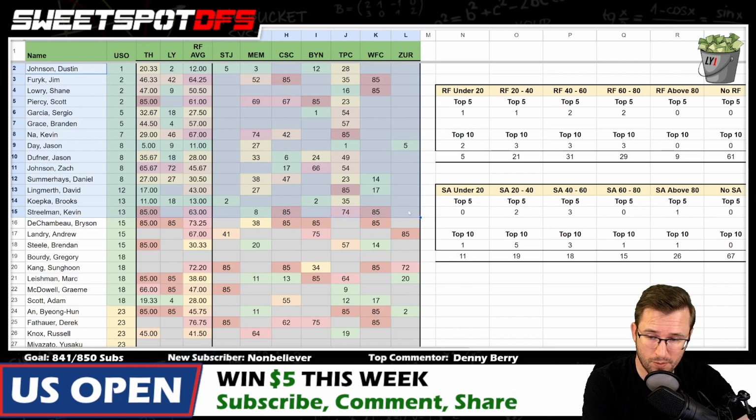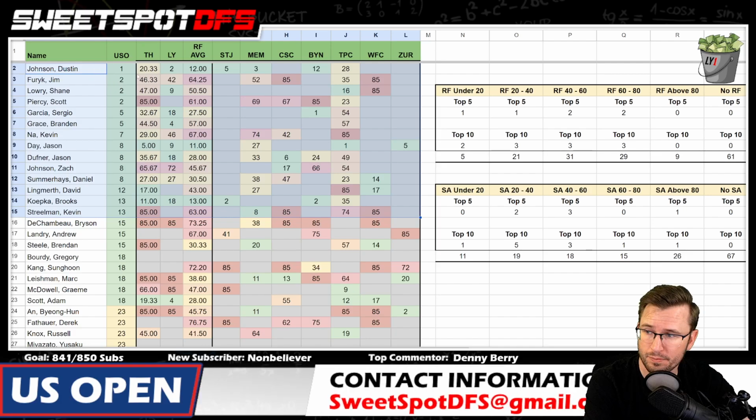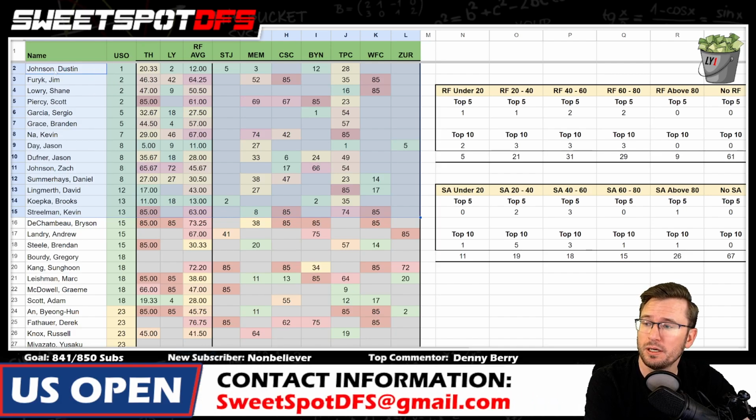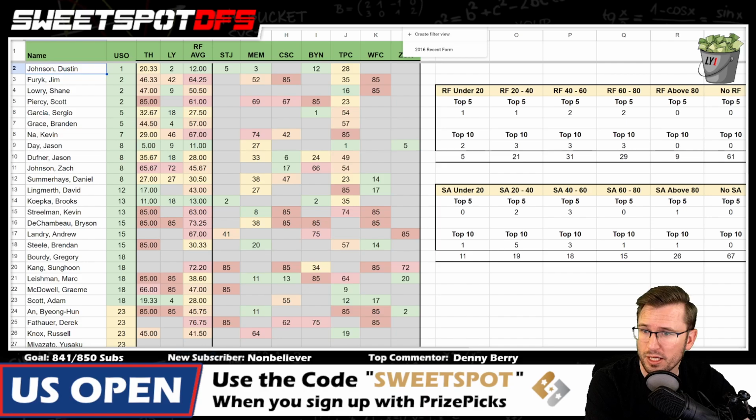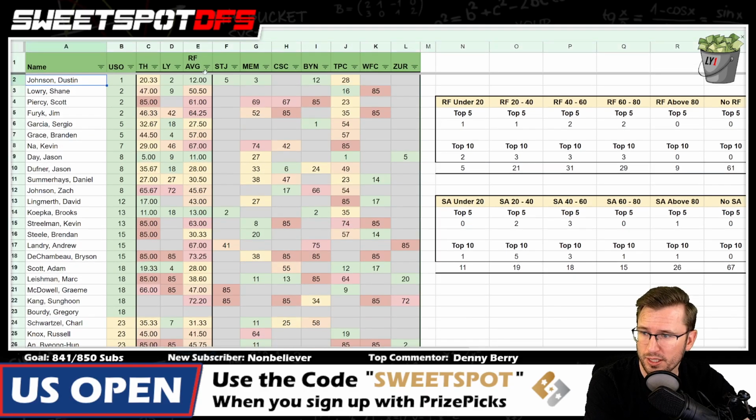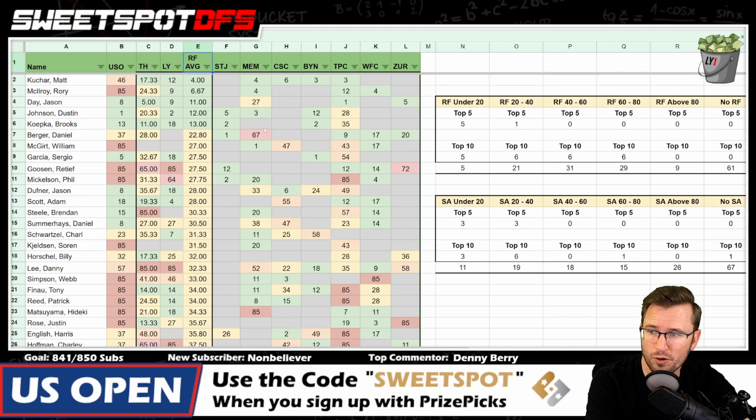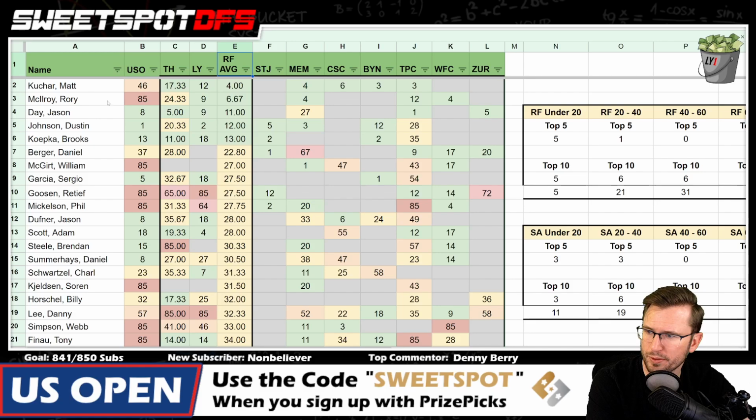And these are my recent form pages within my Google Sheets. I keep track of tournament history, their last year finish, their recent form, and then whatever happened last week. This is how I was doing it before what I just showed you, before I upgraded to that whole system. If I go ahead and put a filter on this and I sort recent form from top to bottom, let me zoom in just a little bit more.